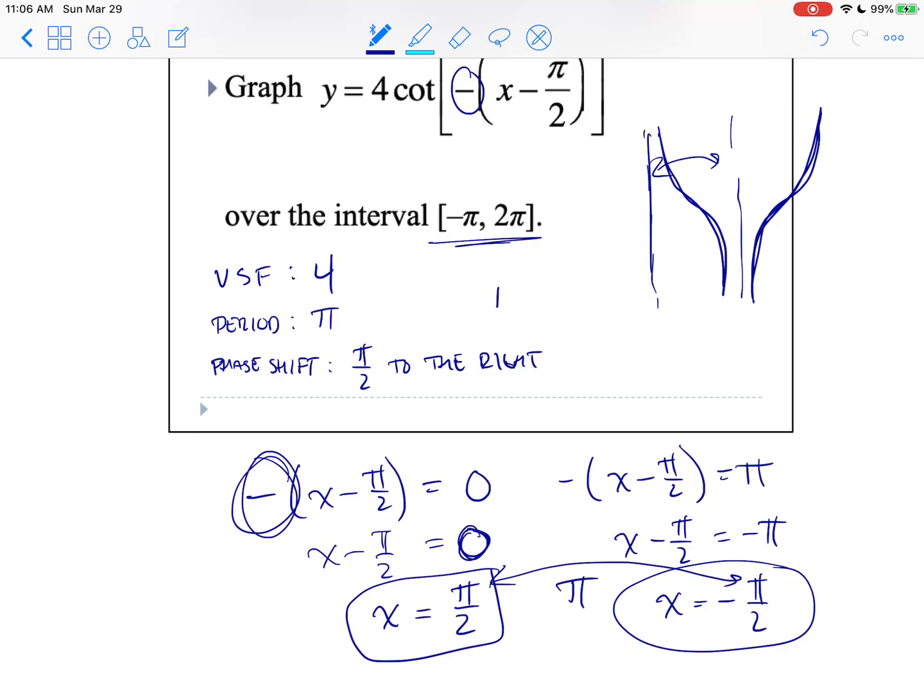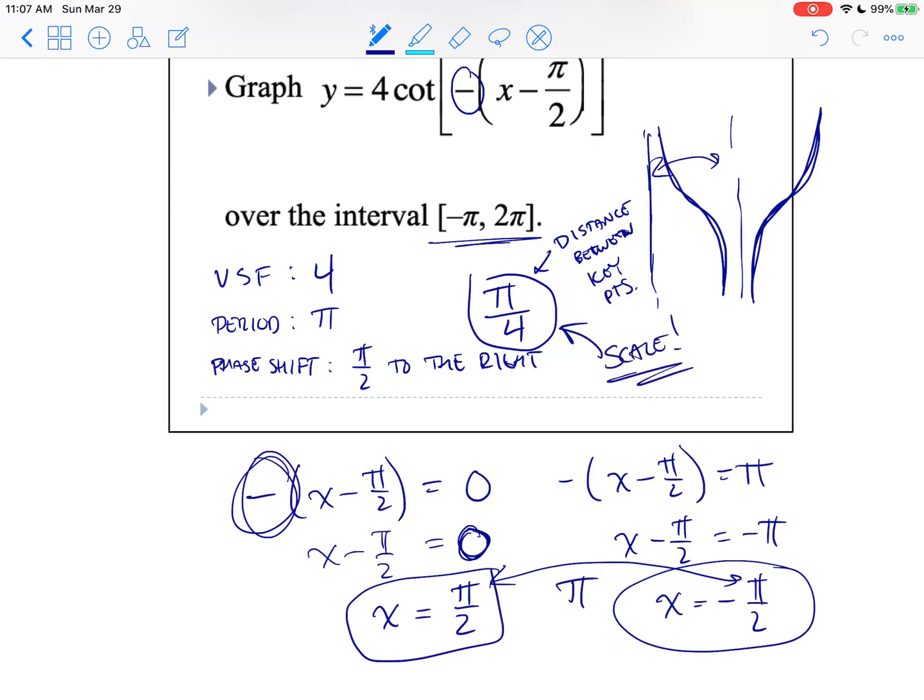Now taking that distance between the vertical asymptotes and dividing it into 4 equal parts gives me pi over 4 as a distance between key points. So this is the distance between my key points. And this distance, pi over 2, so 2 pi over 4 is pi over 2, matches up with my phase shift, so again, I can use this as my scale. Okay?